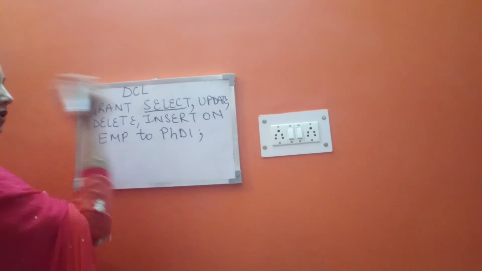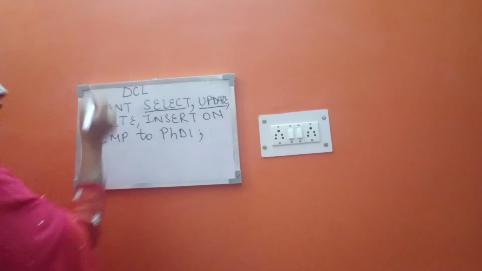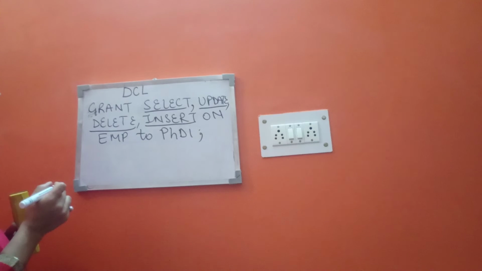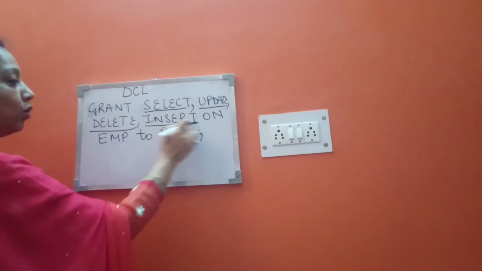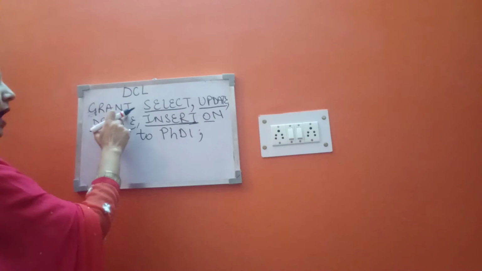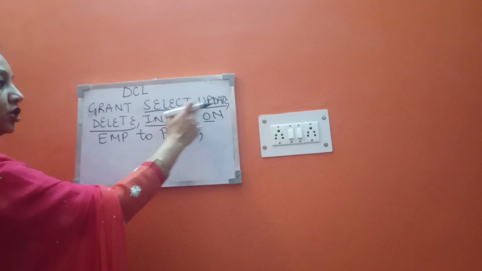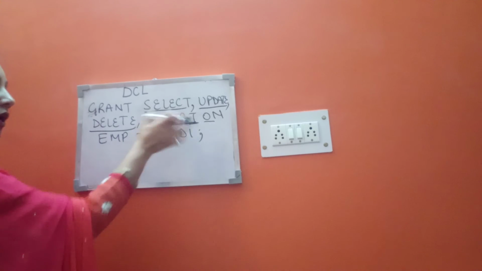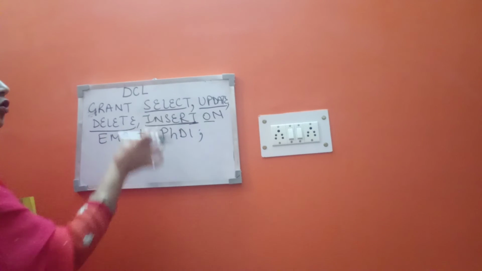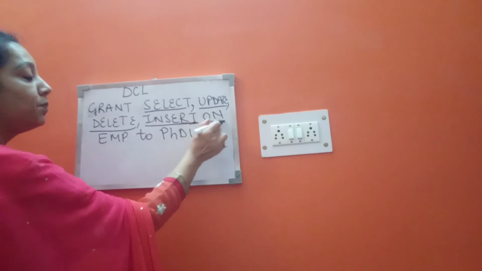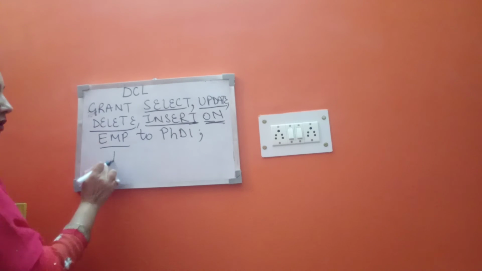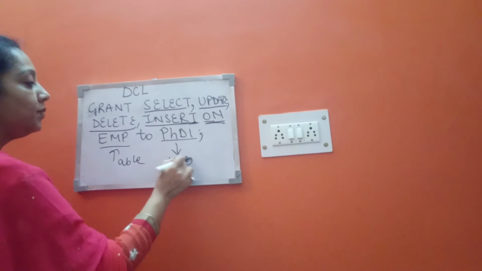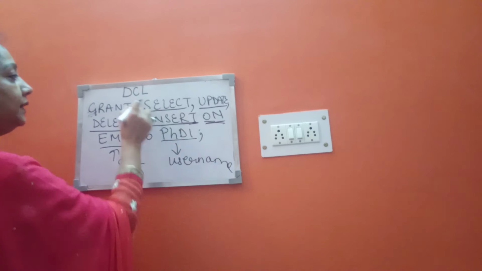Which all permissions? To select, use the select command, to update the database, to delete the records from the database, to insert new records inside the database, depending upon the role of the user. So I will say grant select, comma, update, comma, delete, comma, insert. Okay, these are the 4 privileges that I want to give to my user. On which particular table? On the employee table. This is the table. To which user? To the PhD user.